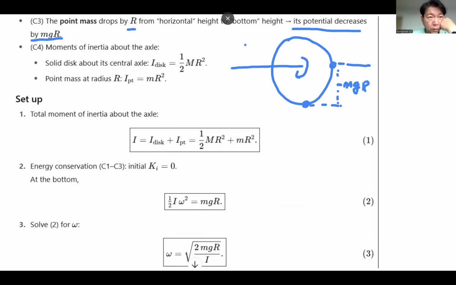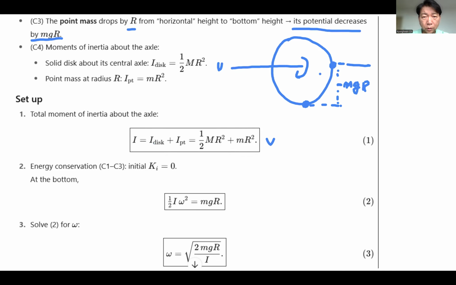It's a decrease. And the moment of inertia about this axis for the solid disk is this one. The point mass is mR square. And then the total moment of inertia about the axis is given by this one. And then let's say that initially there is no kinetic energy. There is no translational kinetic energy. There is no rotational energy.